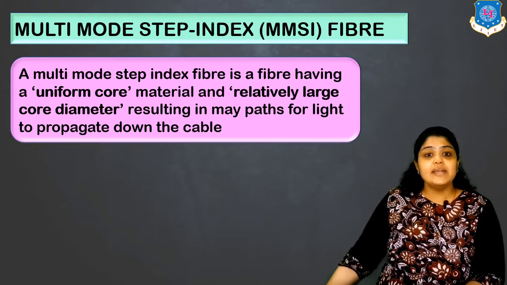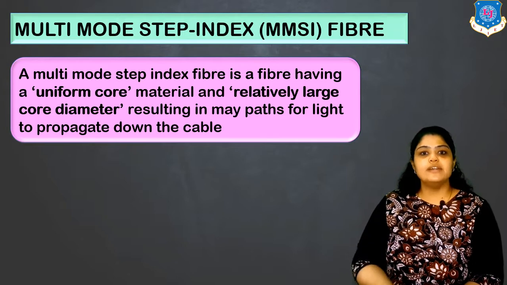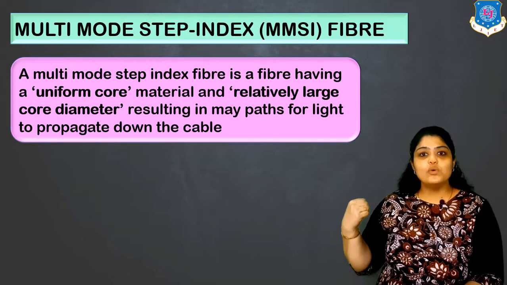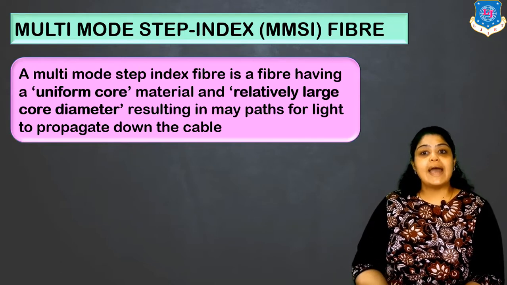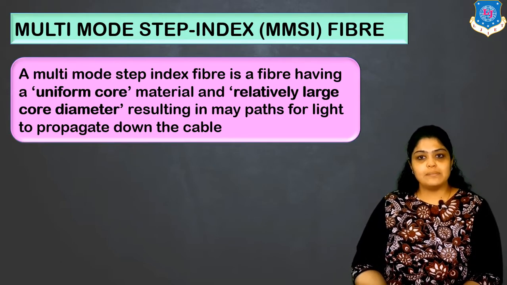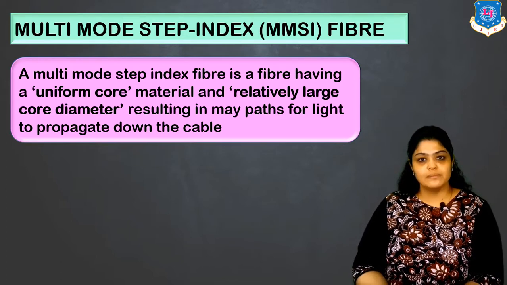But I have step index profile only. So though the core diameter is large, throughout the core the refractive index would be the same. So multi-mode step index fiber is a fiber having a uniform core material and relatively large core diameter, which results in many paths for light to propagate down the cable.